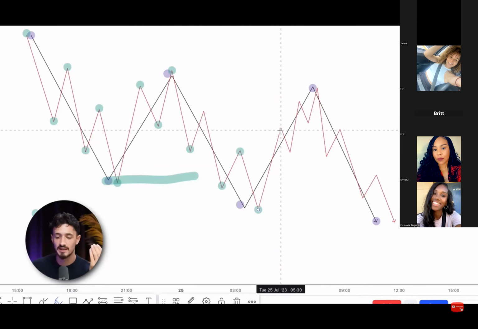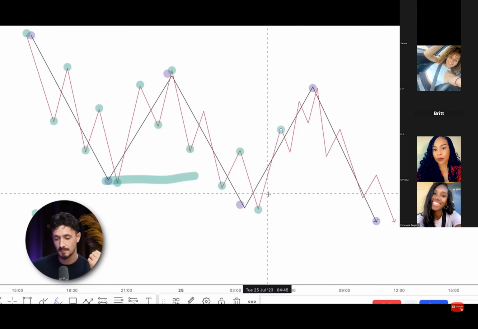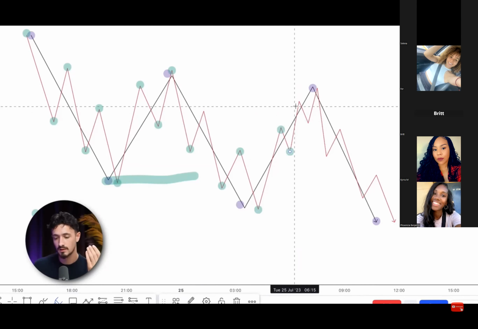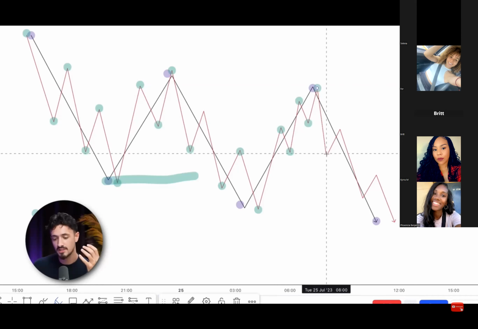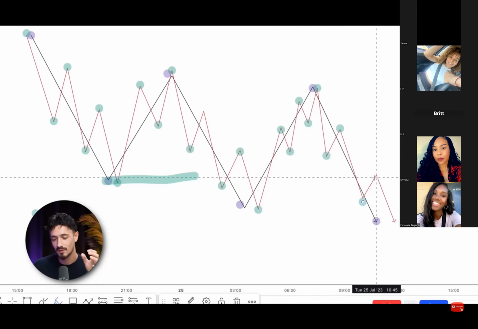Then it shifts bullish again, and look what happens when we shift bullish again. The 15-minute is now pulling back. Higher high, higher low, higher high. Then we shift bearish again. Lower low, lower high, lower low, lower high, lower low. So you get what I'm saying right here.